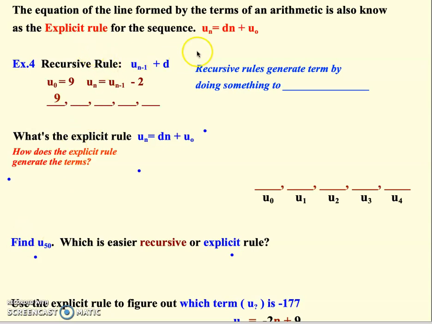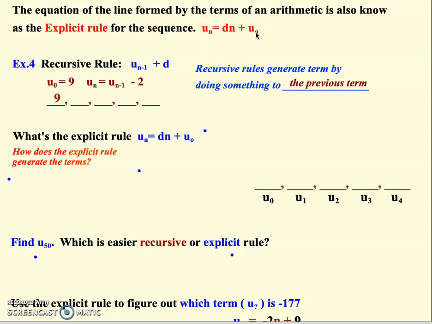Now, what we want to do with the d and the u sub 0 kind of format is change it to another kind of rule. So recursively, when we do a recursive rule, we say previous term plus, or it could be minus, right, some number. But recursive rules are generated by doing something to the term that came before it. Do something to the previous term. We're going to call this the explicit rule, and I'll explain what it means by explicit in a second.